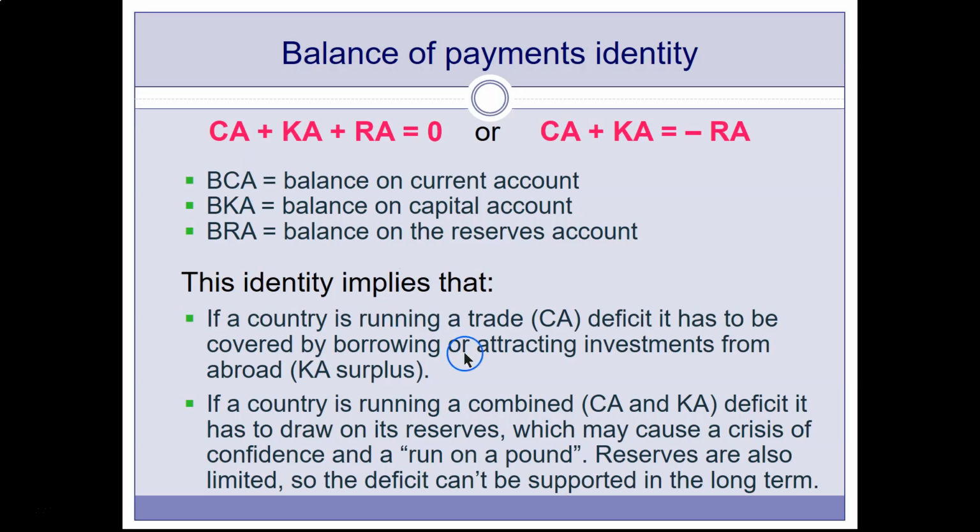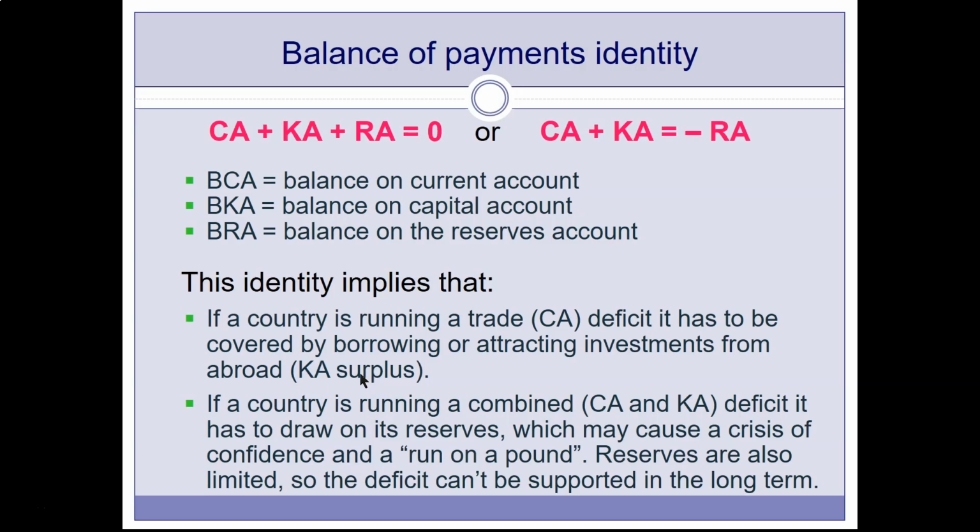The same is true for a country. So if a country is running a trade deficit, if this number is negative, it implies that it must be covered by surpluses on other accounts. In other words, we need to run a surplus on the capital account. The capital account will include transactions which are related to investments by foreigners in our economy. So in order to cover our trade deficit, we will need to attract investments from abroad, which will ensure that we are running a capital account surplus.